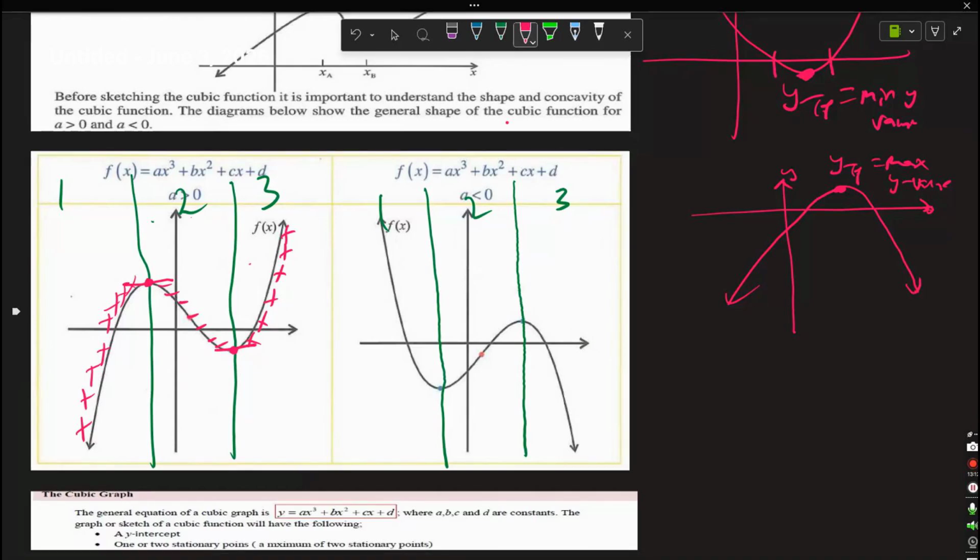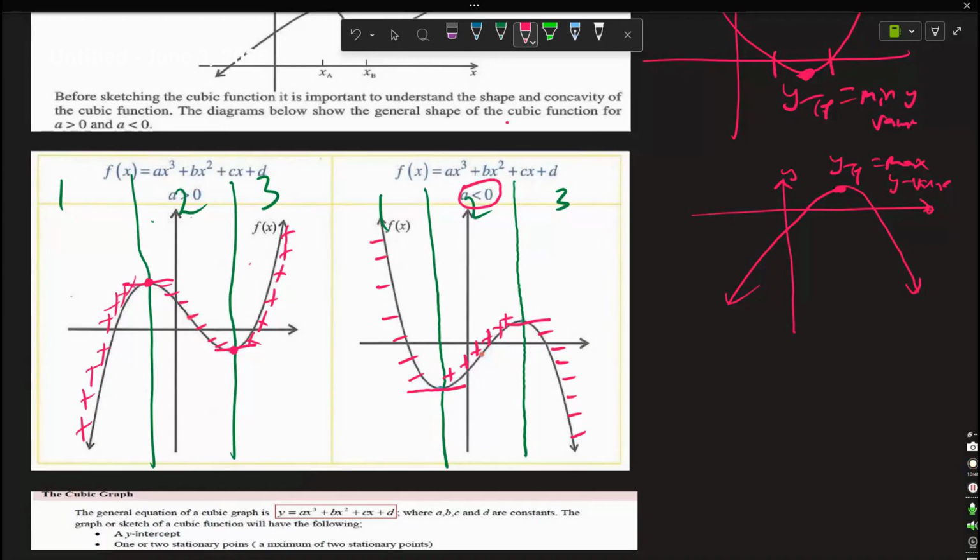Now let's look at the case where a is negative. In region 1, the graph is decreasing, and then it's 0 at the stationary point. Region 3 is also decreasing. Then region 2 is actually increasing, so the derivative is positive. Can you see that? Once you understand this, you'll be fine.